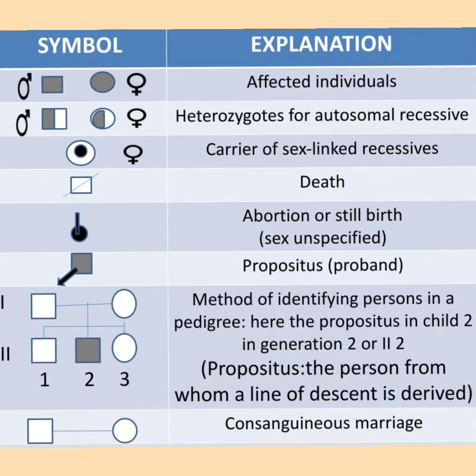In the case of death, the square is slashed by a line. In an abortion or stillbirth, you can see the circle with a small strap above. In a propositus or a proband, you can see a colored square with an arrow. The method of identifying persons in a pedigree: here, the propositus is child 2 in generation 2. What is propositus? Propositus means the person from which the generation starts.